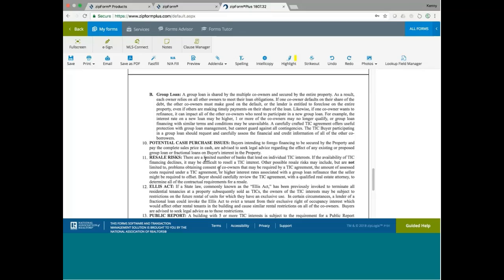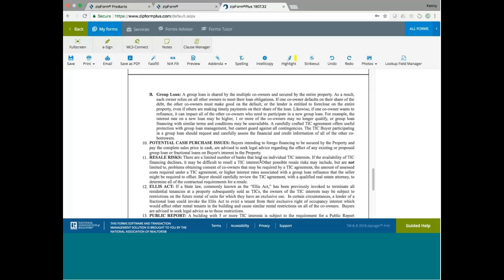Resale risk. Resale risk has to do with the fact that sometimes a TIC agreement requires the universal consent of all the owners before any owner can sell their fractional interest. So that's something for the buyer to pay attention to, because that will make it harder for you to sell your interest. What if you don't get along with one of the owners? And if he doesn't give you consent, now you've got a problem, don't you?